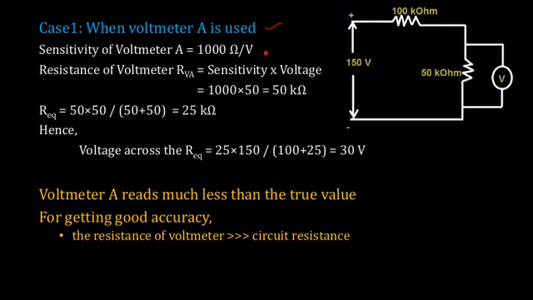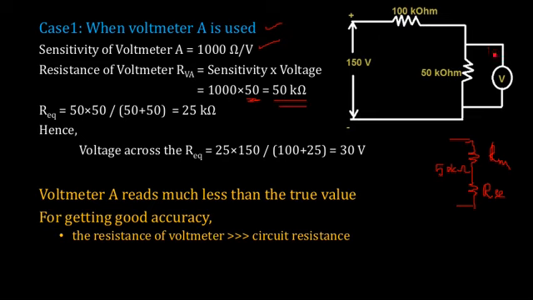Now case 1, where voltmeter A is used. The sensitivity of voltmeter is 1000 ohms per volt. The internal resistance of the voltmeter can be found by multiplying this sensitivity into voltage. So you are using a 50 volt range. You choose your voltmeter in a 50 volt range, and then the internal resistance will be 50 kilo ohm. It is the total internal resistance, that is meter resistance plus the series resistance. This together comes out to be 50 kilo ohm.